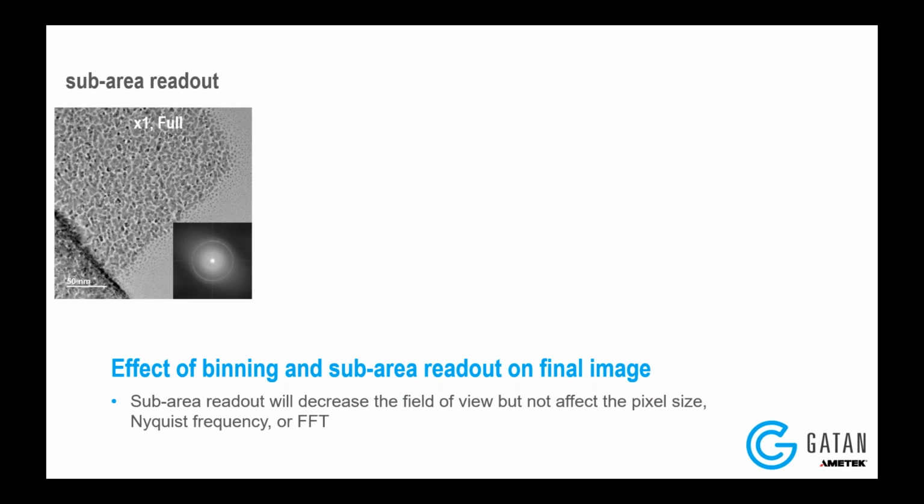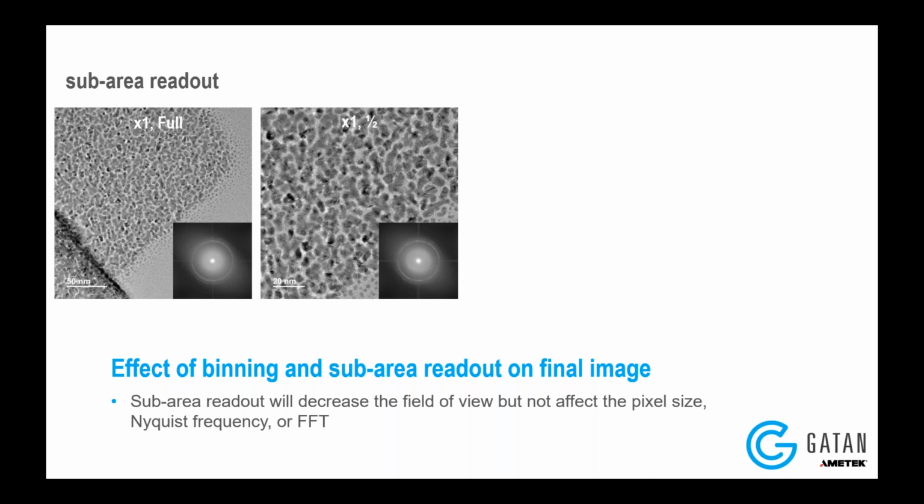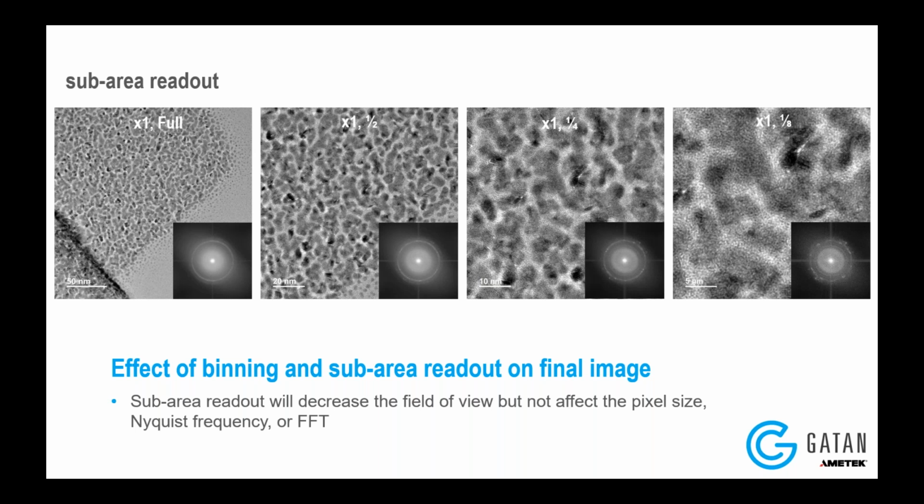But now if you use a sub-area readout instead, if we look at the image, field of view, and the FFT again, as we decrease the sub-area readout without changing the binning, you'll change your field of view, but you won't be changing your pixel size. So you're not changing your ability to resolve high resolution information through the FFT. So even if you go all the way down to 1/8 sub-area readout, you can still resolve these 2 gold rings that we saw at the full image size there.